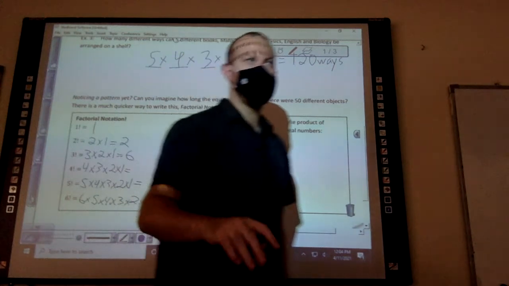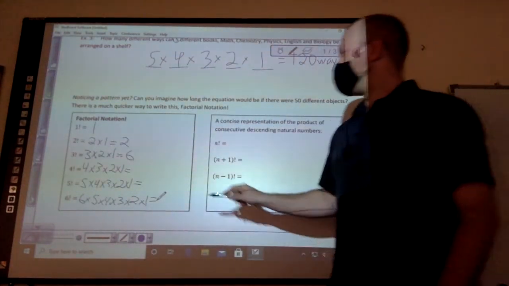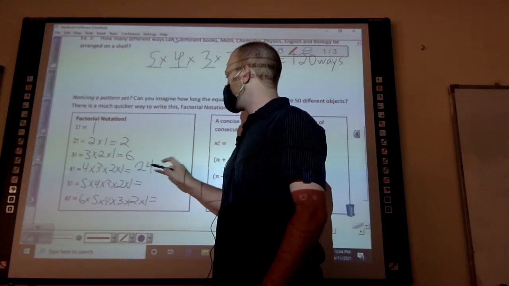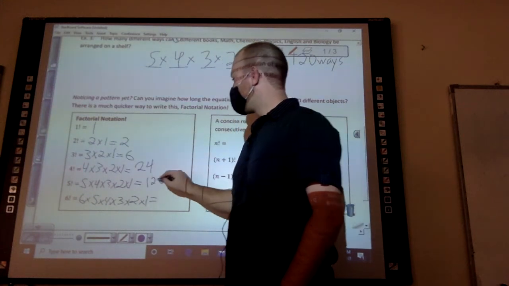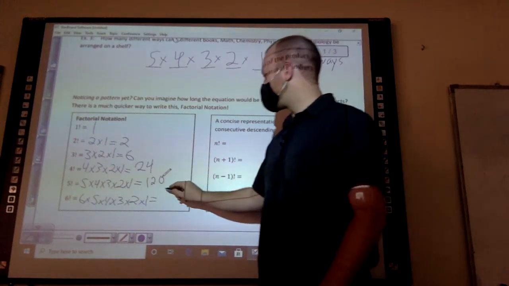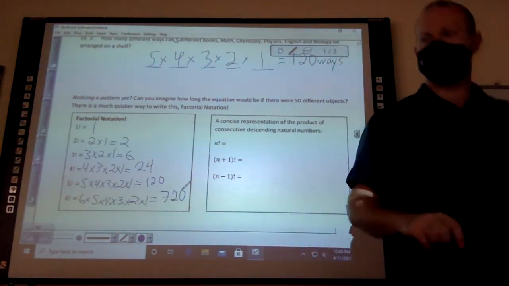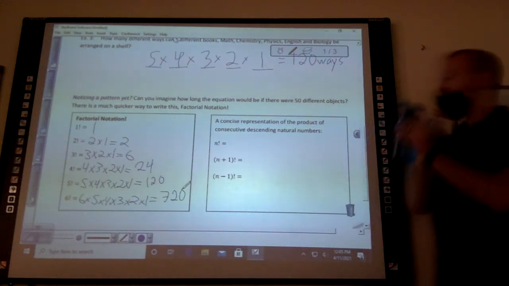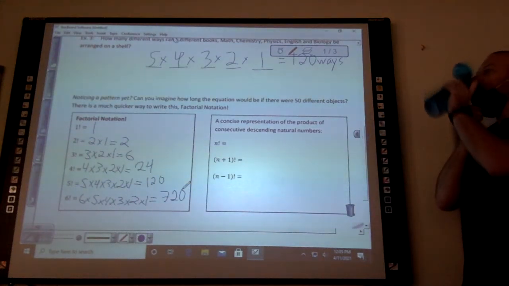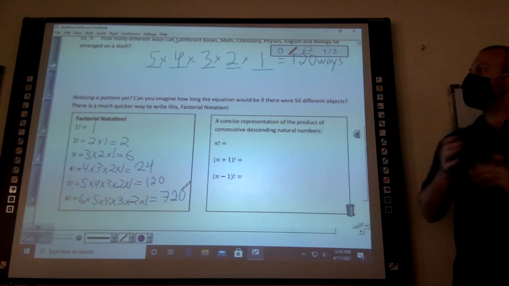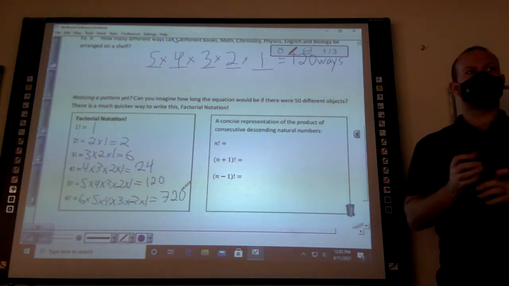So then each of these have numerical values. 24, 120, and 720. So I'll give you a sec to finish writing that down. Any questions on this? Or does that make sense?